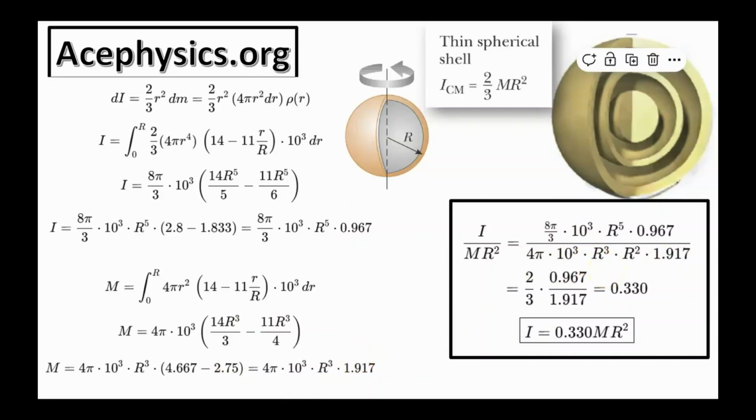After canceling out the r's and simplifying the expression, we find the proportionality constant is 0.330. Using this model, the moment of inertia of the Earth equals 0.33 mr squared.